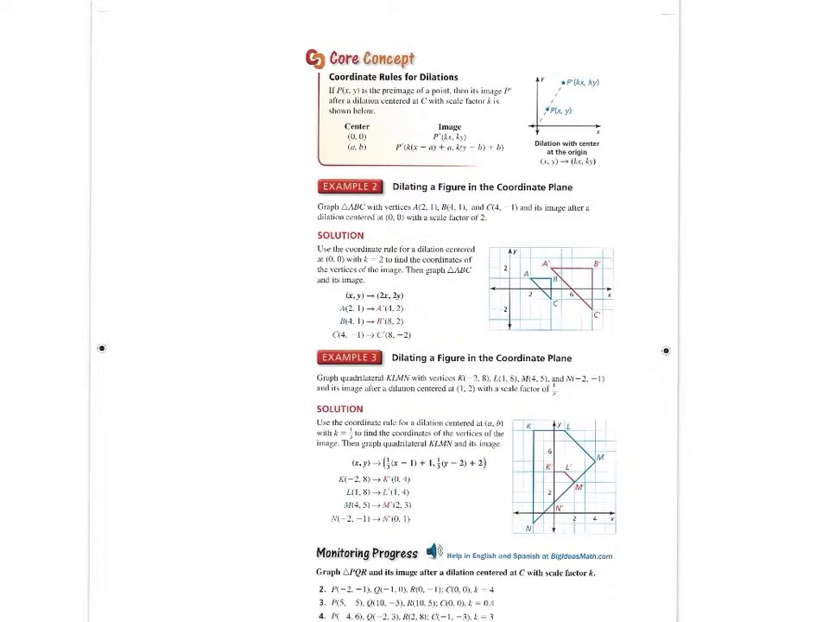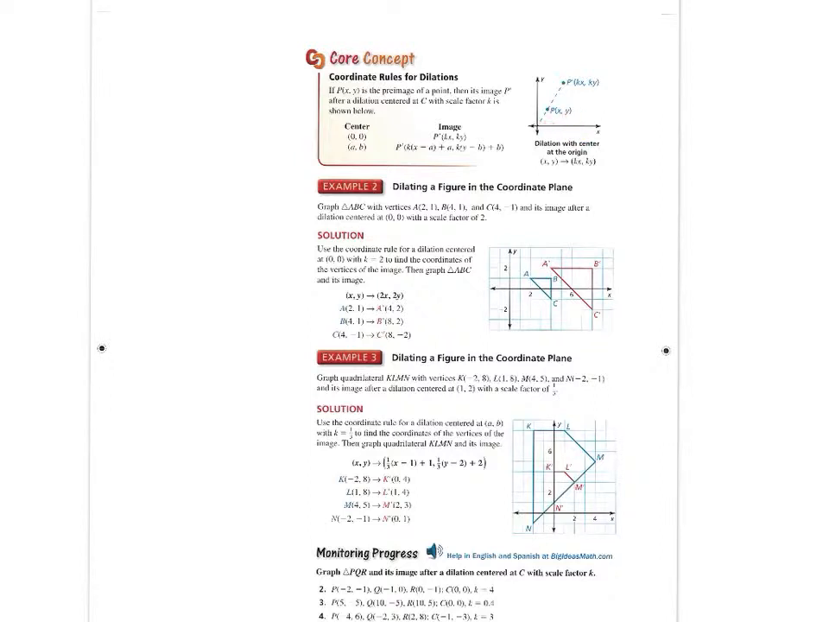Then we have our dilations in the coordinate plane. If P is located at (x, y), the pre-image of a point, then its image, P prime, after a dilation centered at C with scale factor K is shown below. Your center of dilation can be your origin (0, 0), which means every x value and y value gets multiplied by the same K value to create your dilation. And if the center is not at (0, 0), and it's some other point in the coordinate plane, which we'll call in general (a, b), then it follows this special formula.